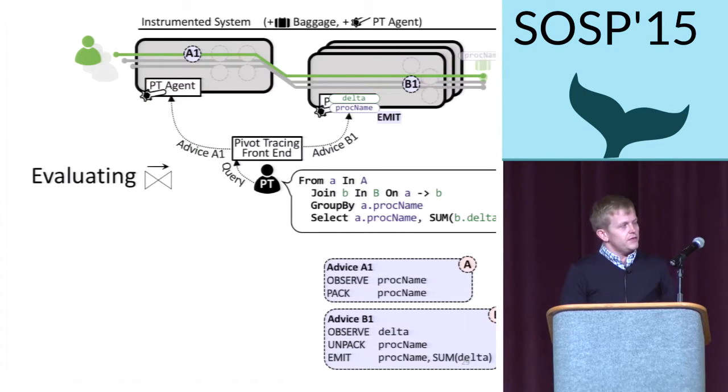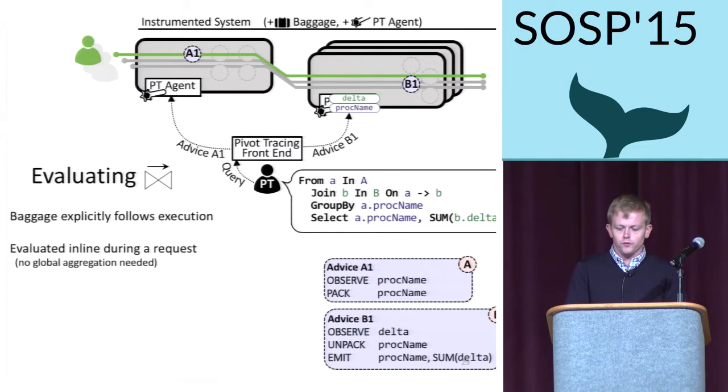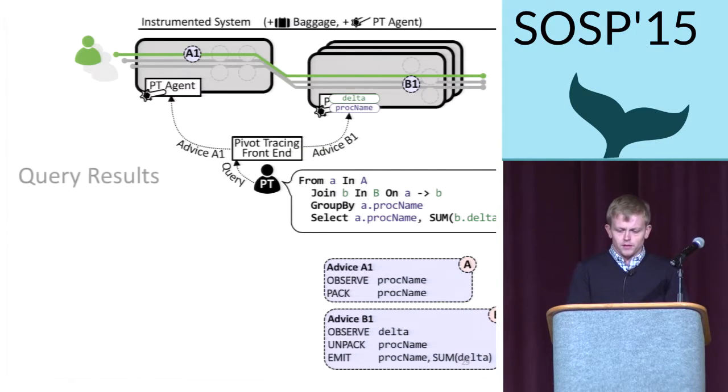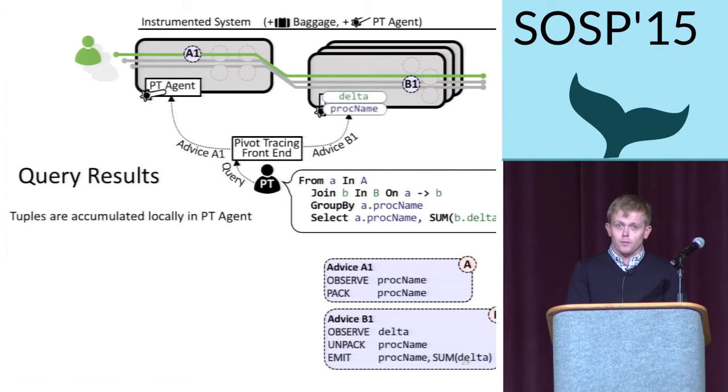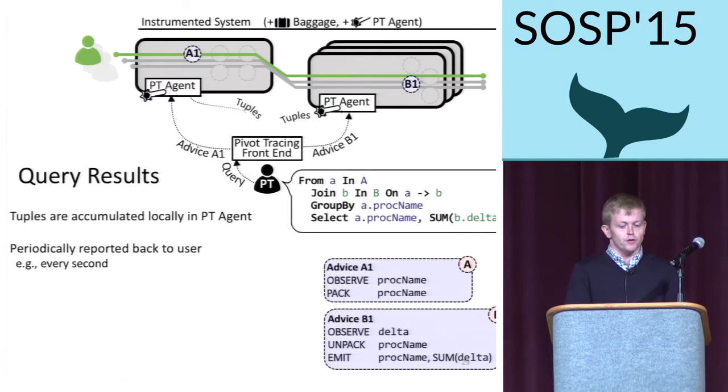Since baggage explicitly follows the path of a request while it executes, happen before join is just evaluated in line with the request, avoiding a costly global evaluation. And in this demonstration, I was using a simple serial request as an illustration, but in the paper, we outline how to evaluate happen before join in the general case for executions that arbitrarily branch and rejoin. So finally, the local pivot tracing agents aggregate output tuples locally, and they periodically publish them back to the pivot tracing front end and back to the user.